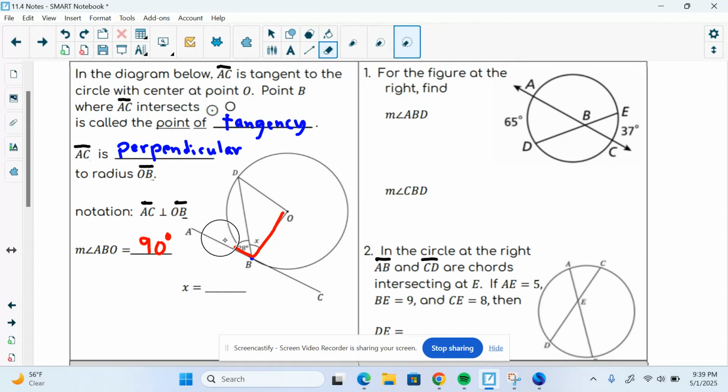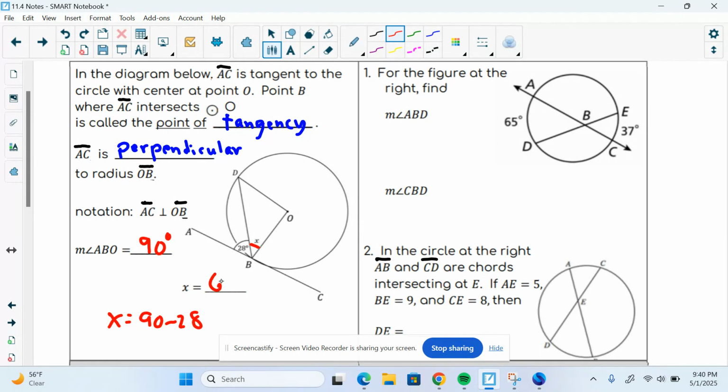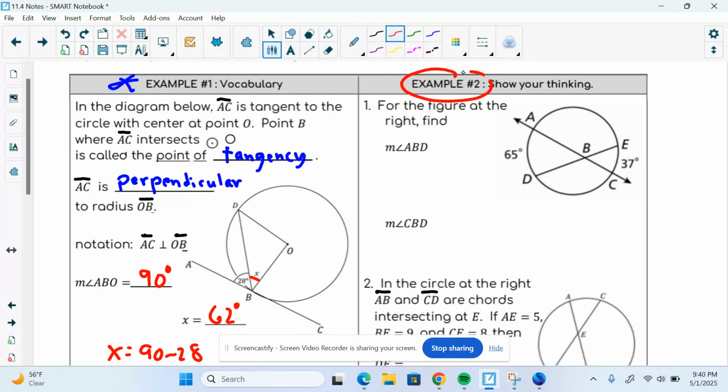Now, the final piece of this little puzzle. Where is the X in the picture? X is right here. So X is an angle. How big is angle X? Well, the 28 and the X have to add up to 90. So X is 90 minus 28. X is 62 degrees. And we will move on to the second example over here. Example 2, right there.